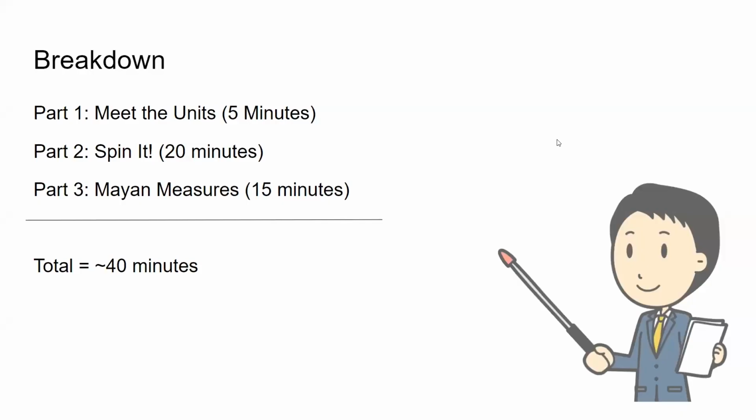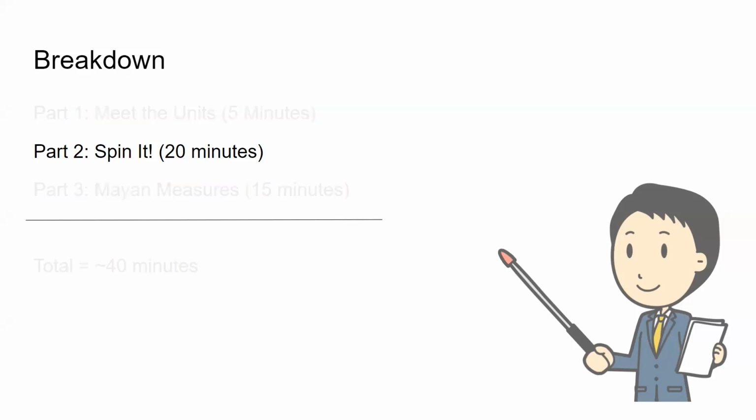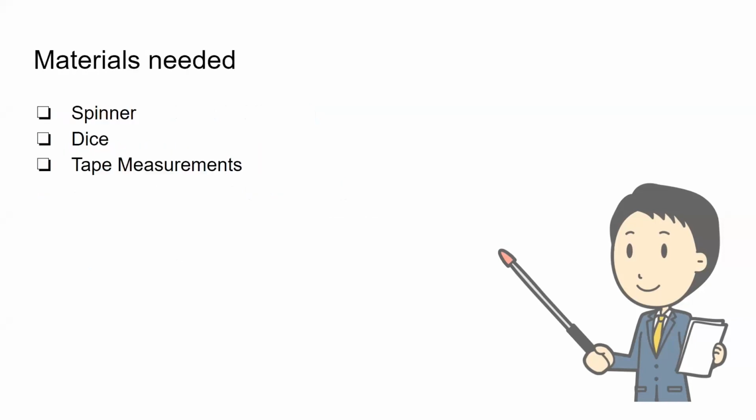The overall lesson will be 40 minutes in total with 3 parts. However, in this video, I will go over part 2, which is Spin It. The materials needed are a spinner, dice, and tape measures. Now on to the activity.